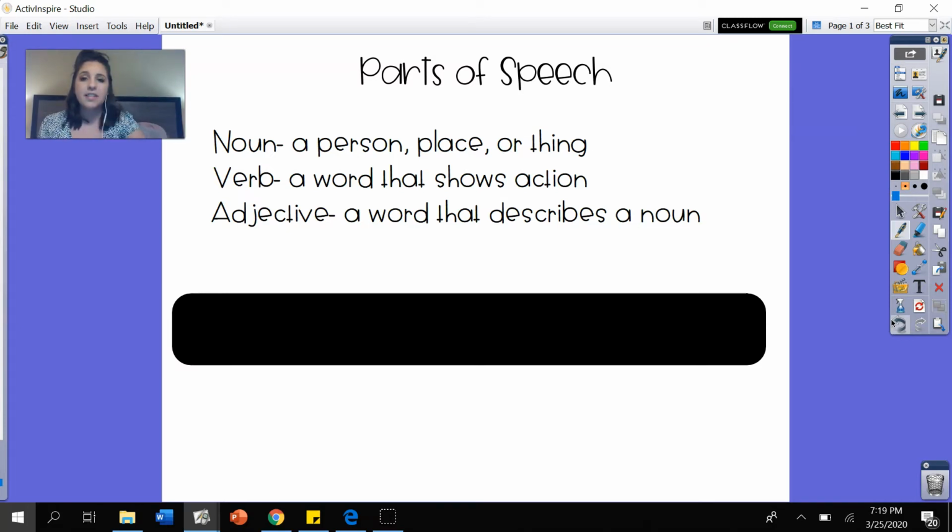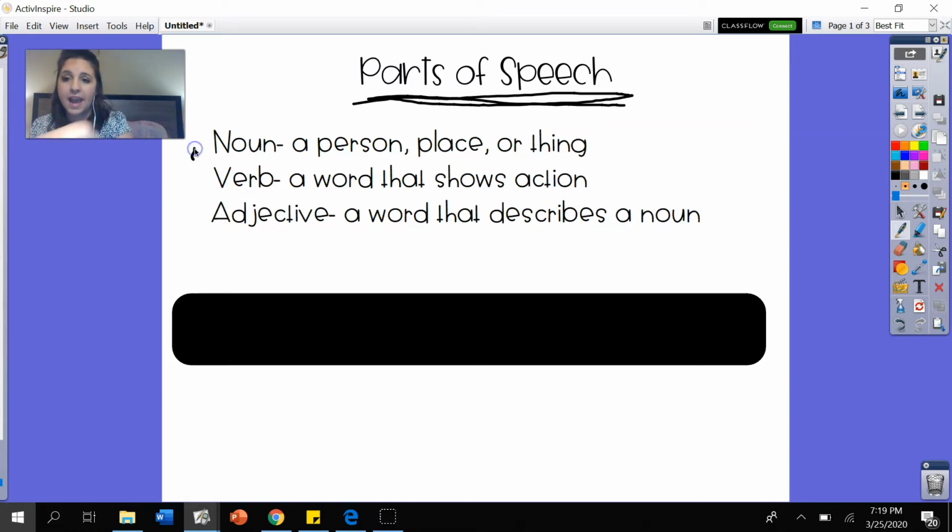So you see on the computer screen where it says parts of speech, right? Well, we're going to review the parts of speech that we know. We know a noun, right? A noun is a person, a place, or a thing. That one's easy. You guys have known that one since first grade. Then you have a verb, right? A verb is a word that shows action, like running.